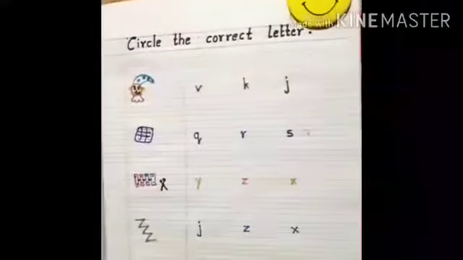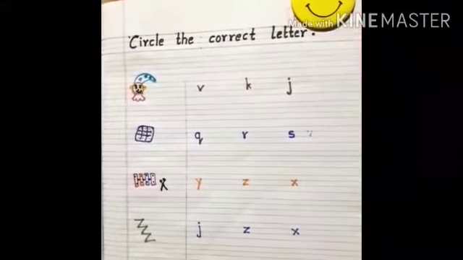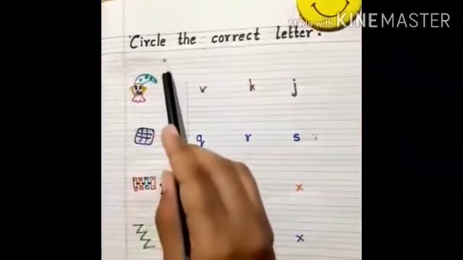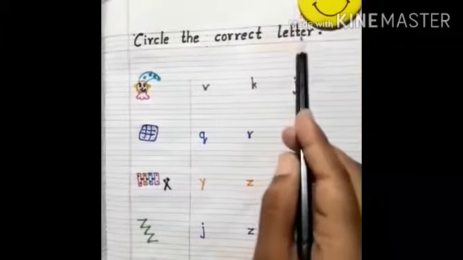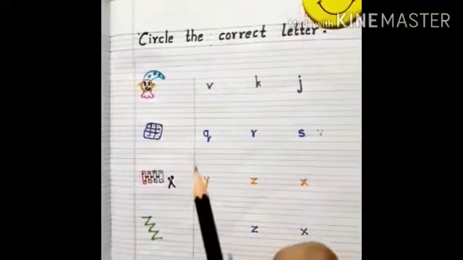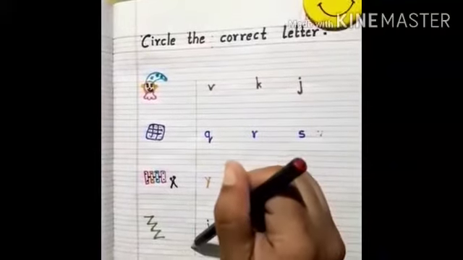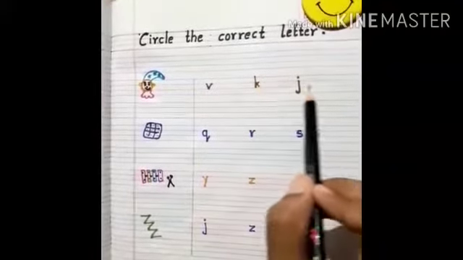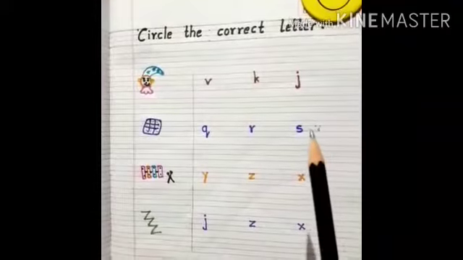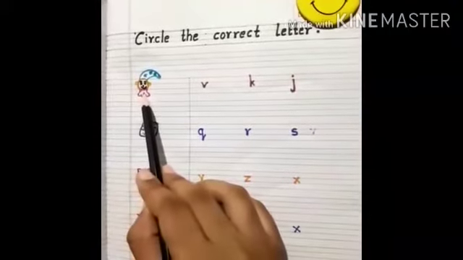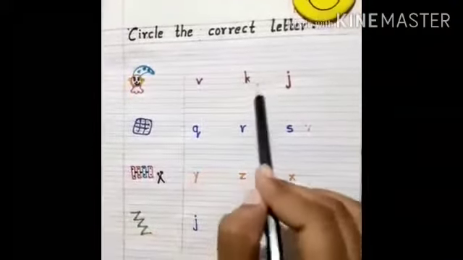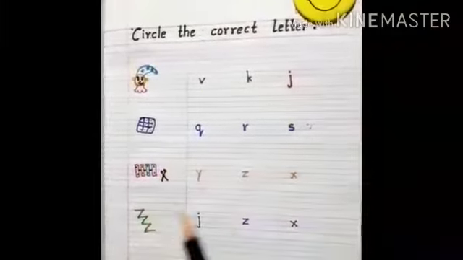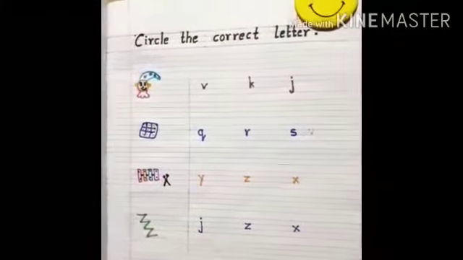Okay children, we have done this exercise. Now we will move to the next exercise. Our second exercise is circle the correct letter. Now you can see children, here I have drawn some pictures and I have written some letters over here. Now what you have to do is that you have to identify this picture and circle the correct letter which indicates this picture. Now what is the first picture?